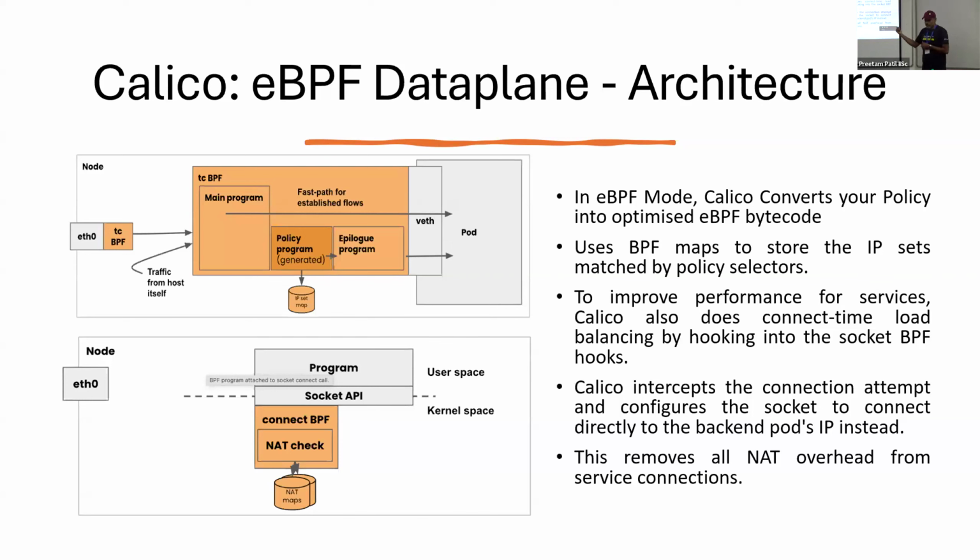Okay. So Calico can intercept the connection attempt and configure the socket to talk directly to the backend pod. It doesn't have to go to the service now. It can send it directly to the backend pod, right? That way it can reduce your latency further, and this removes all your NAT overhead completely, and you can connect directly to your pod. For example, this will be very useful for service meshes, where Envoy typically connects to the pod directly, right?